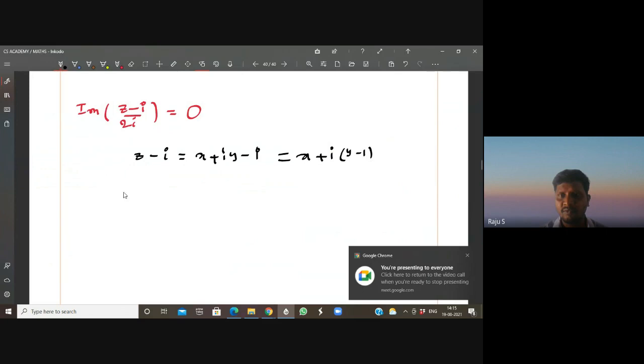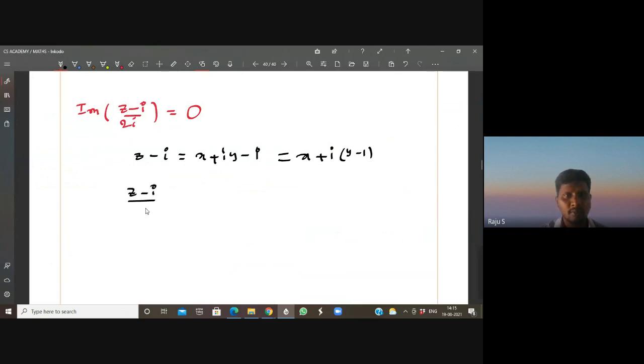Fine, but here they have given (z minus iota) by 2 iota. So divide each term by 2 iota: x by 2 iota plus iota (y minus 1) by 2 iota. Here iota gets cancelled. Okay, students, here x by 2 iota.